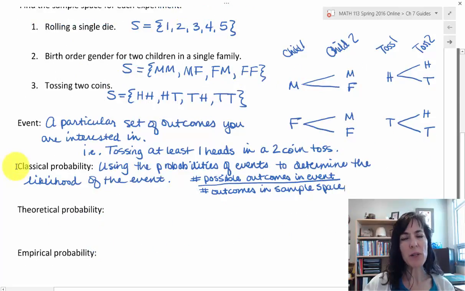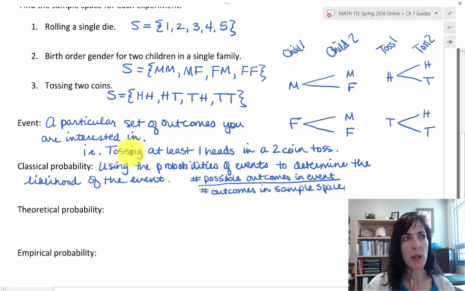We have two types of probabilities that we use in statistics, and the first one is classical probability, and that is using the probabilities of events to determine the likelihood of the event. So we would take the number of possible outcomes in the event that we're interested in over the total number of outcomes in the sample space.